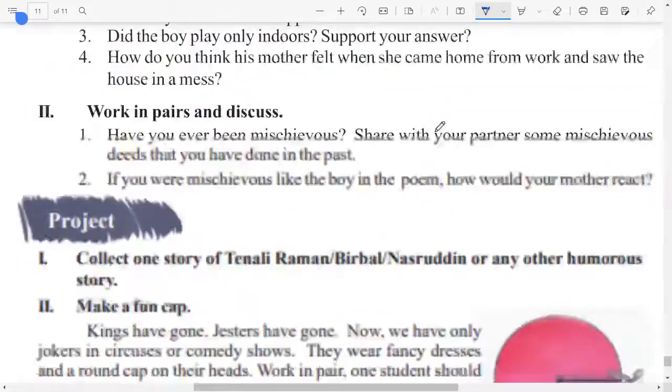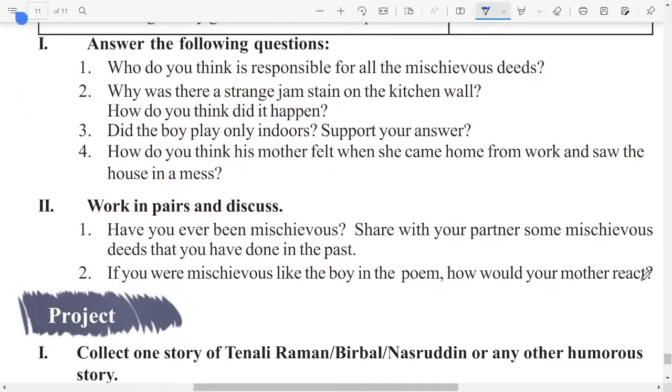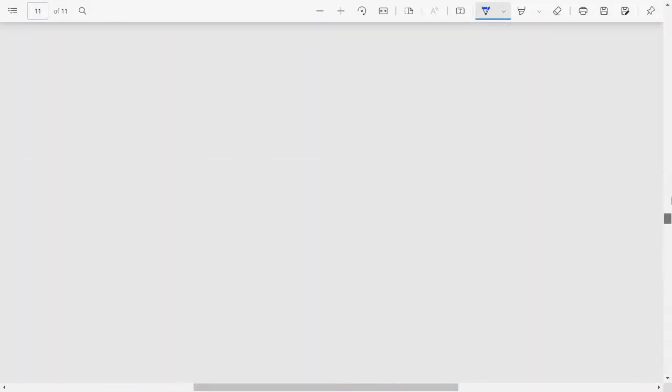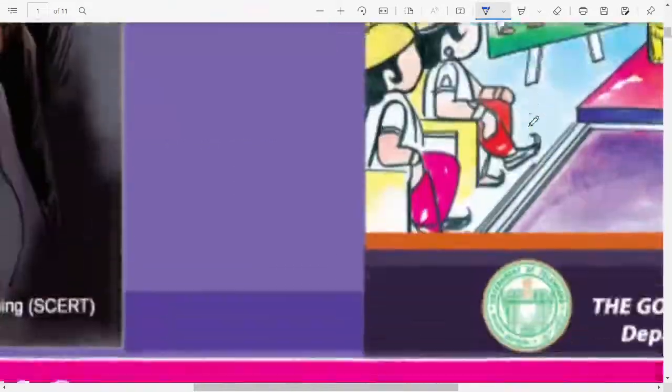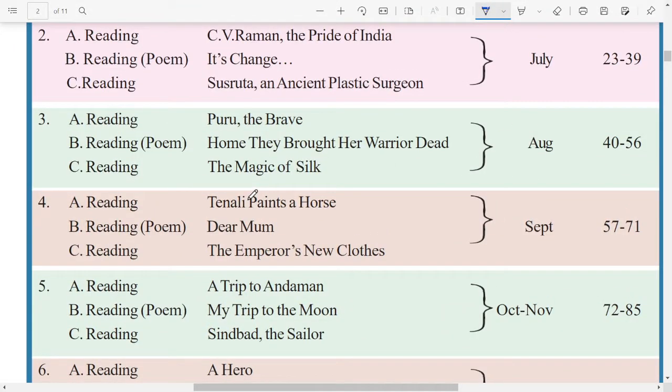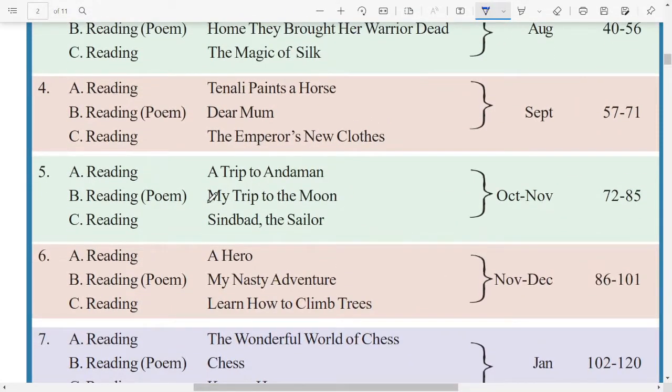Okay, that's it. Okay, students. So this is it for this fourth unit, and in the next unit, I will be teaching Unit 5 textbook grammar.